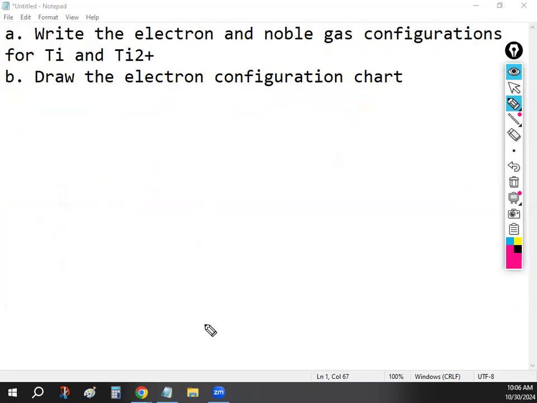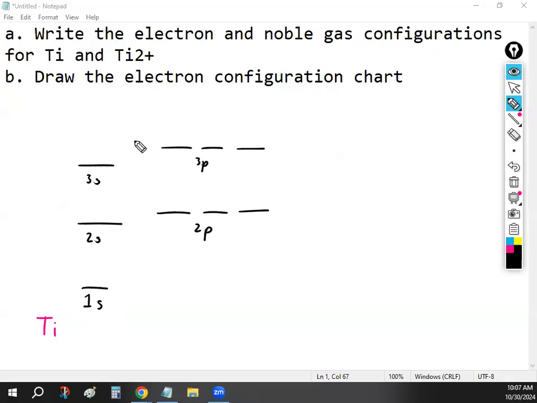So if you guys remember, we're going to be doing it for Ti first. Now, we're going to start from the very bottom. Okay. So we got 1s as our lowest energy level. Next is 2s. Then we have 2p, which has 3 lines. Okay, we got 3s. We have 3p. We have 4s. And we're going to have 3d. And this has 5.